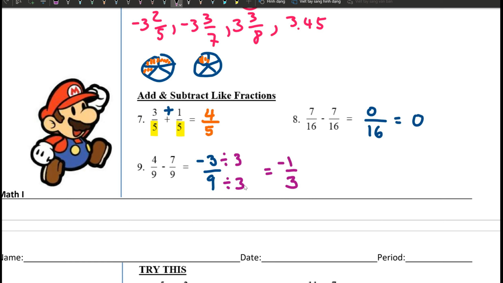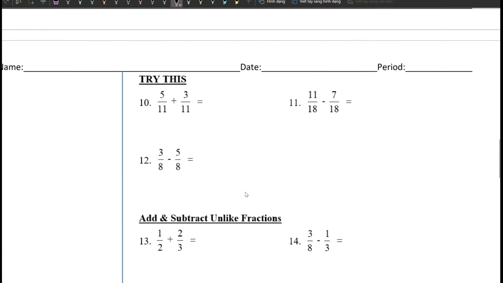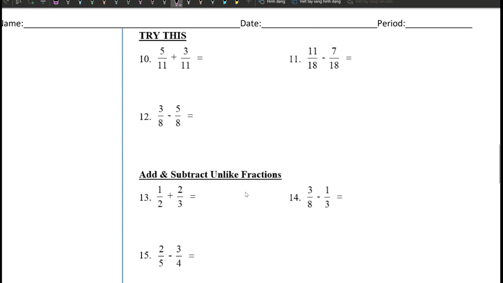Alright, that's it for the example. Go ahead and try this on the back side. Please go ahead and pause the video so you can work out the problems before you continue. Alright, I'm about to give you the answers for problems 10 to 12. If you didn't have a chance to pause the video, please do it now.